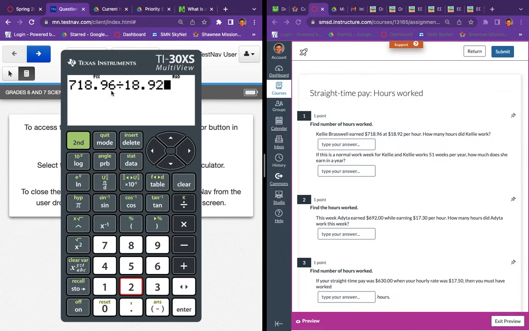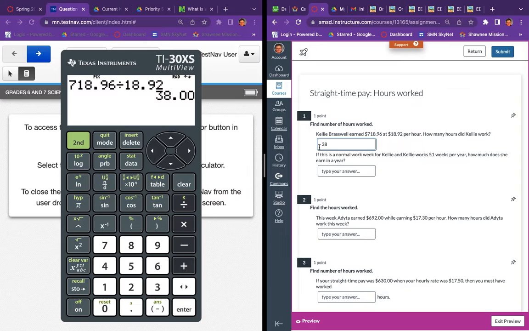And so this is how much she earned in that paycheck. This is what she earned in her paycheck. And this is how much she gets paid per hour. So when we hit enter, we're going to find out that she worked 38 hours this week. And so we're going to put in 38 hours. We're just going to put in 38 because of the way the question is worded. How many hours did Kelly work?